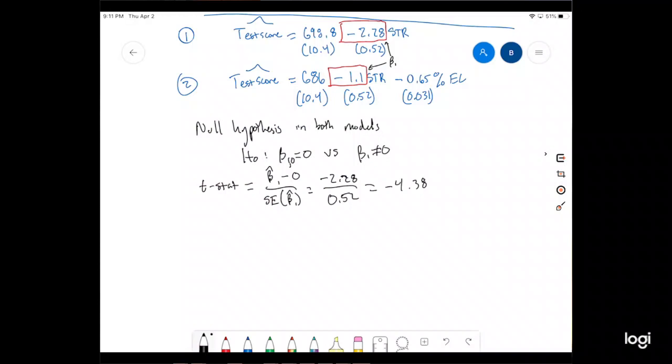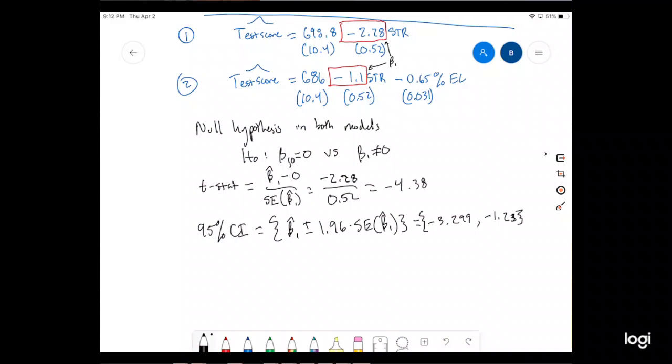How about a confidence interval? So the 95% confidence interval is equal to beta hat 1 plus or minus 1.96 times the standard error of beta hat 1, which is equal to an interval of negative 3.299 up to negative 1.23.